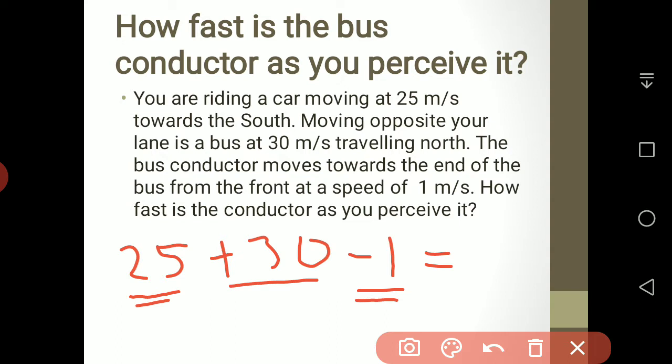Ng relative velocities ay mas madidiscuss kapag matatouch na natin yung two-dimensional motion. So one-dimensional motion lang kasi tayo ngayon. So yan. So kung i-add natin yan, this is 54 meters per second. So, kung sa isang direction, pag magkasalubong, ina-add ang velocities kasi as you perceive it, mas mabilis. Pero kung sumasabay, syempre parang mas mabagal siya para sa iyo.